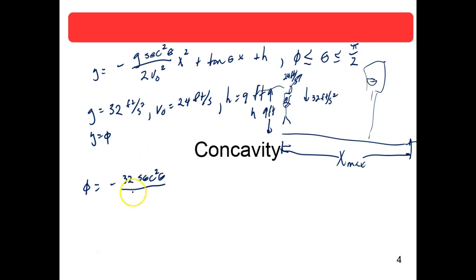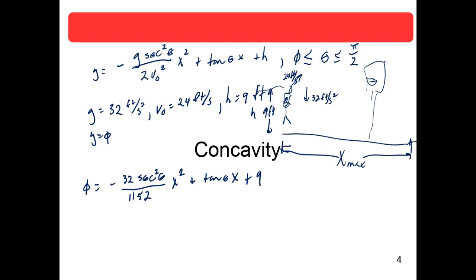1152. Sounds reasonable. My calculations obviously were off some. Times x squared plus tangent theta x plus 9. There is our original equation here.